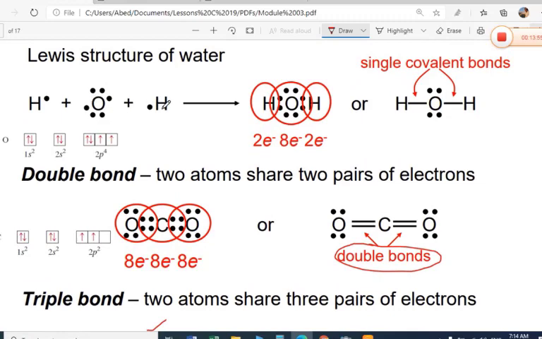This is the famous example of water. Oxygen and hydrogen combine to make water, 1 oxygen and 2 hydrogens, because oxygen needs 2 electrons to complete the octet. So it will bond with 2 different hydrogen atoms. One hydrogen shares its electron from here to here, another hydrogen shares its electron from here to here, making a single bond with each hydrogen atom. The water will be formed.